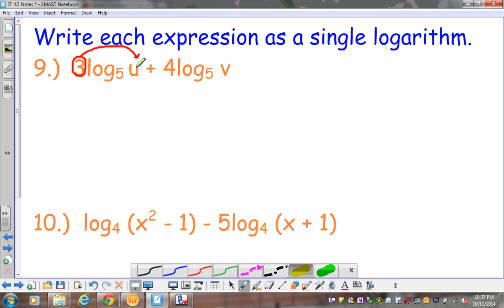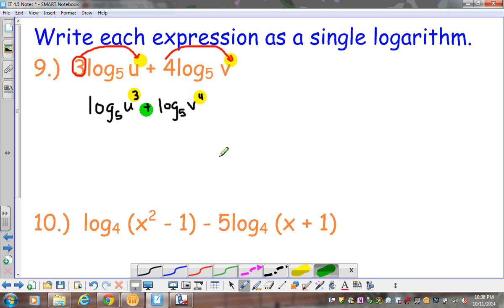So I'm going to take that, and I'm going to put it right there. And the same thing with this 4. I'm going to take that 4, and I'm going to move it up to that exponent. So I'm going to move it right up there. So this first part, I'm going to rewrite as log base 5 of u to the third plus log base 5 of v to the fourth. So notice I took both of those numbers out front and moved them to be the exponents.